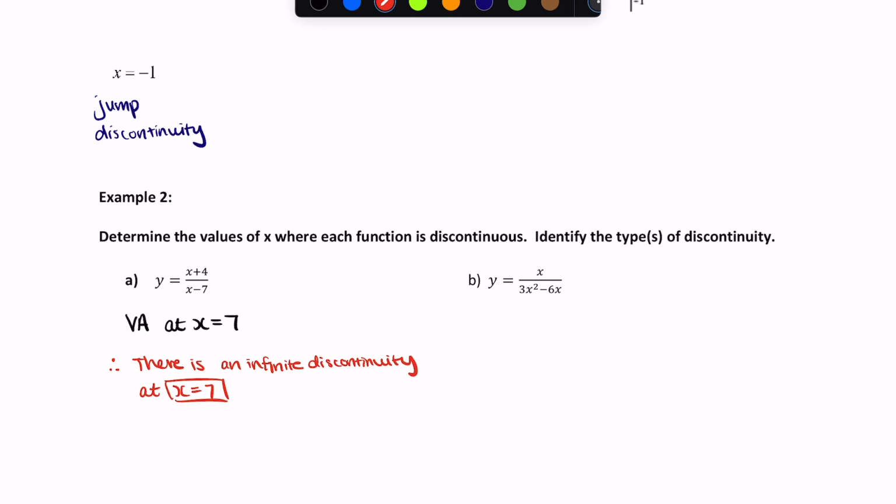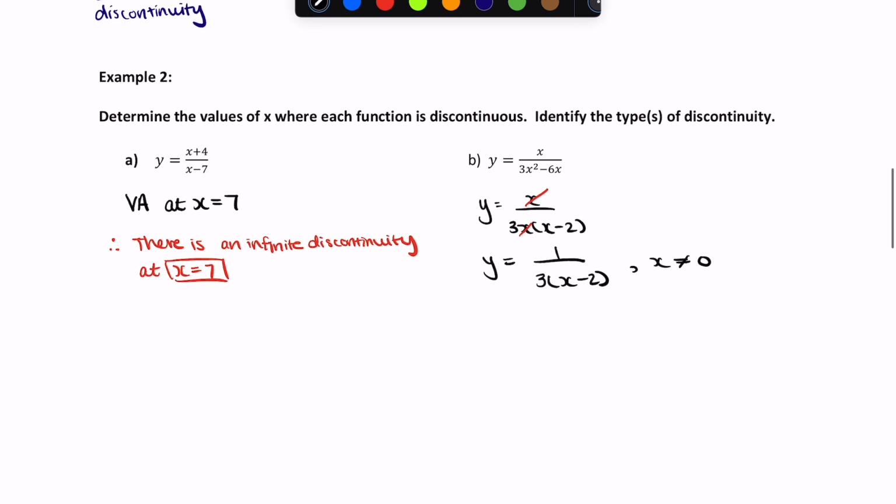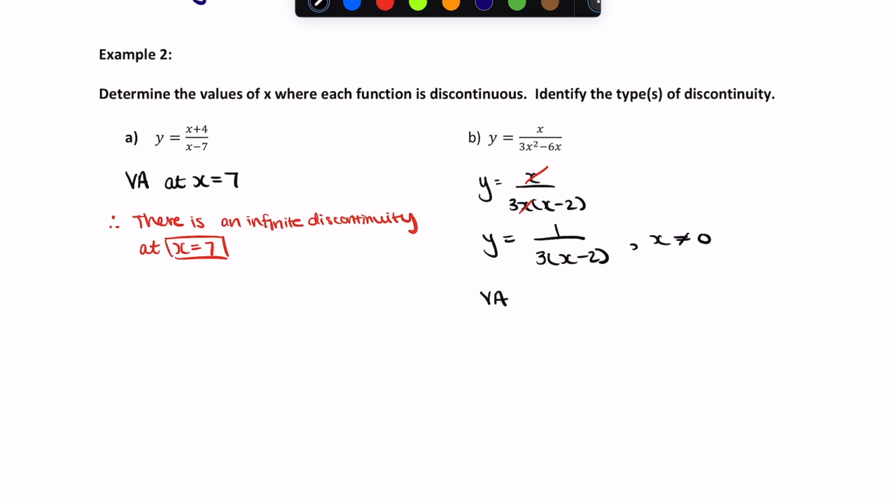Okay, and then if we look at here, we have y is equal to x over 3x squared minus 6x. So again, we can factor out the denominator. And so here we'll have y is equal to x over 3x, x minus 2. x can cancel out. We'll be left with y is equal to 1 over 3 bracket x minus 2. Remember stating restrictions here, x cannot be equal to 0. And we also have a vertical asymptote at x is equal to 2.